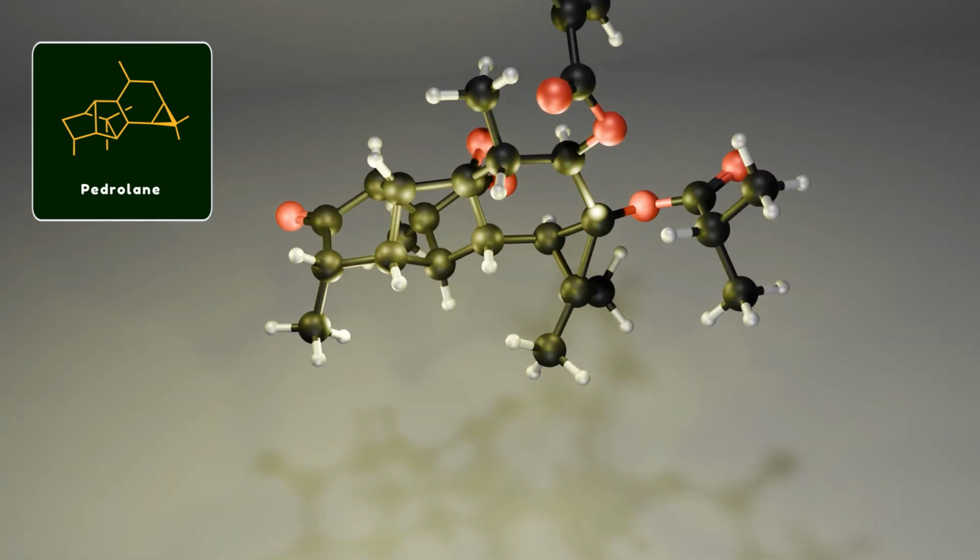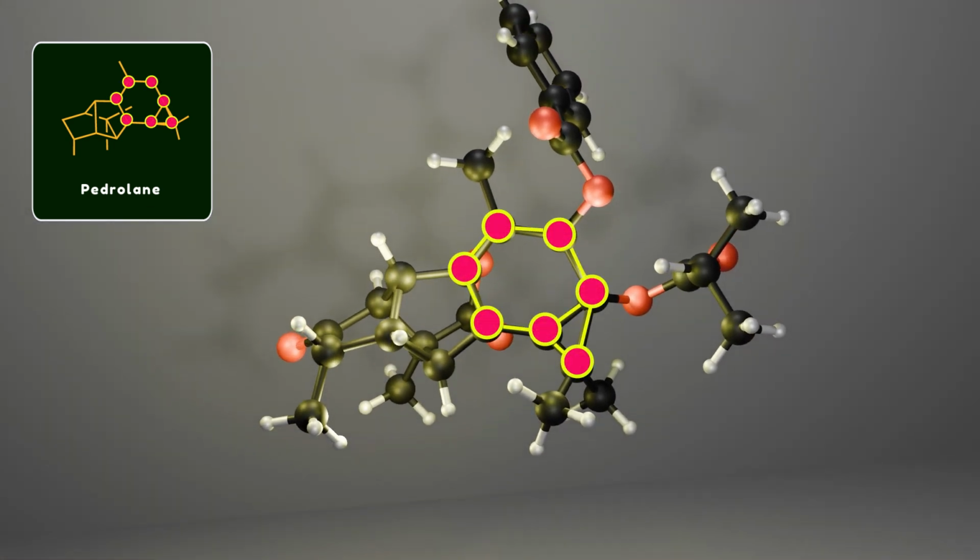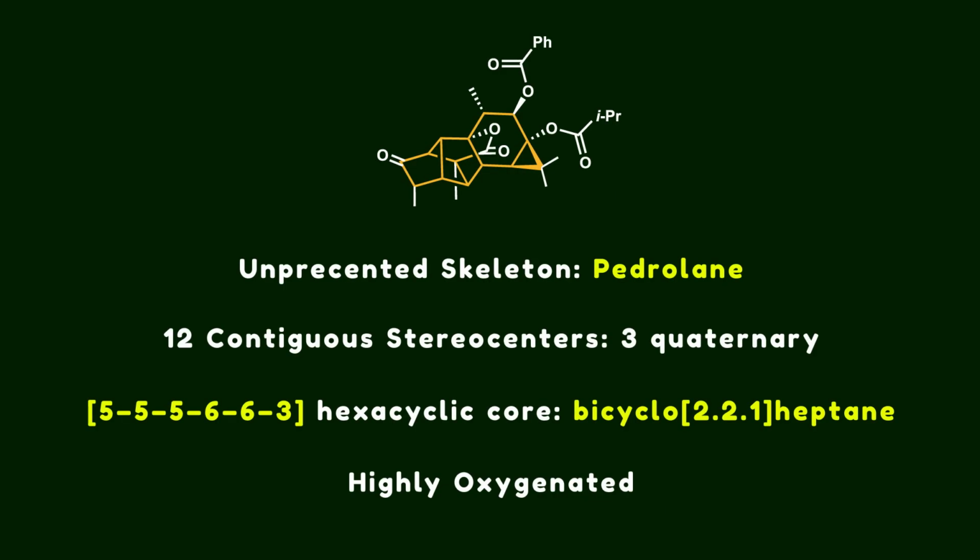Another 6-membered ring is attached to this cage system, which is further fused to a 3-membered ring. Additionally, it consists of 12 stereogenic centers. The complex nature of this highly congested skeleton makes it a fascinating target for synthesis.